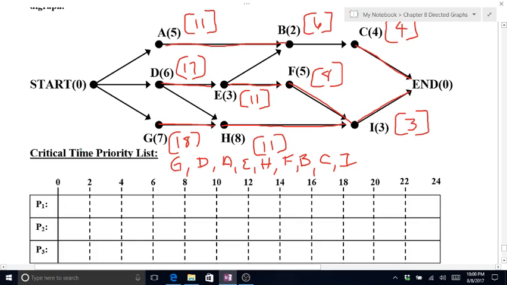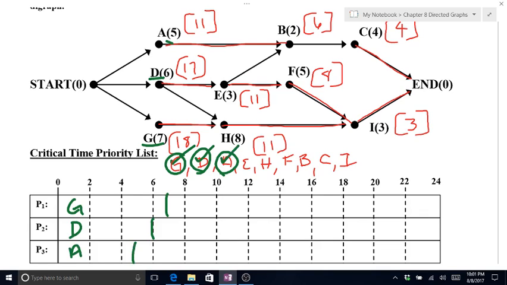All right, off the bat, A, D, and G are ready. G, D, and A. So according to my critical time priority list, G should be scheduled first. That takes me out to 7. D gets scheduled second. That is 6. A is scheduled third. That is 5.